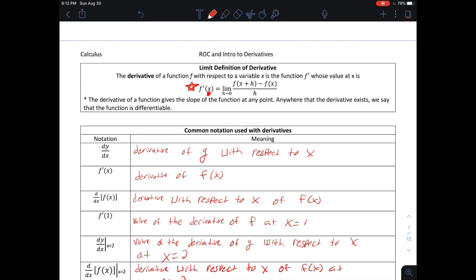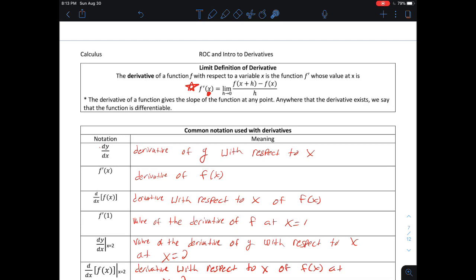We can do so by finding this limit here, which says that the derivative of f of x is going to equal the limit as h approaches 0 of f of x plus h minus f of x over h. Now, this derivative function will give us the slope of the function at any point where that derivative exists.